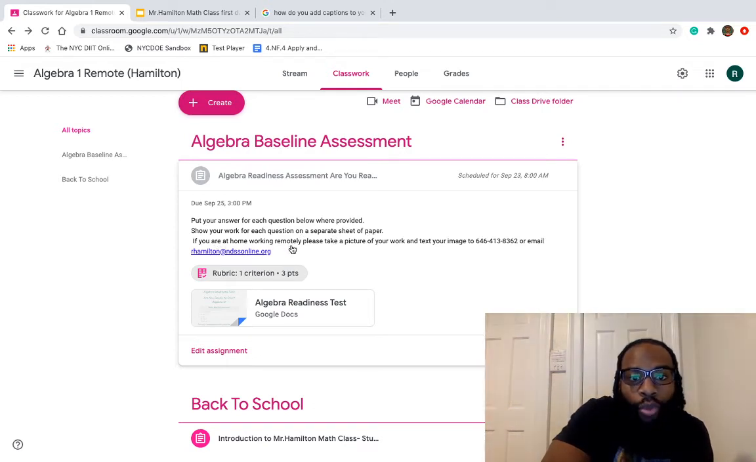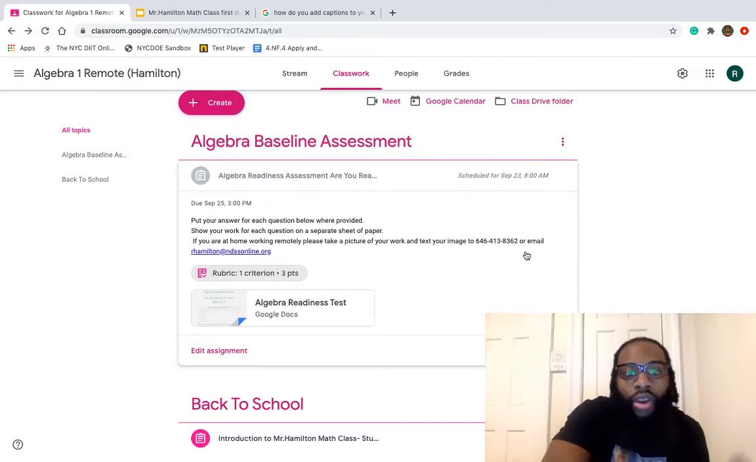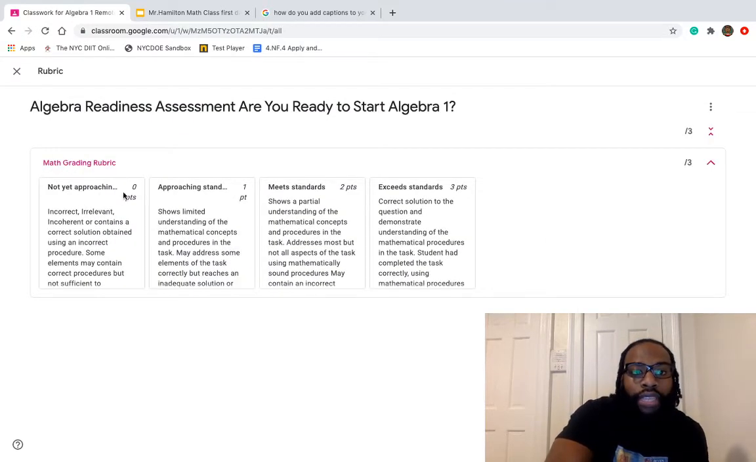If you are at home working remotely, please take a picture of your work and text the image to 646-413-8362 or email rhamilton@ndssonline.org. The rubric will be graded on either 0, 1, 2, or 3.